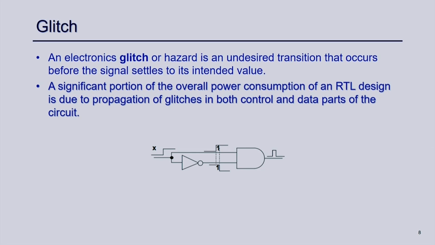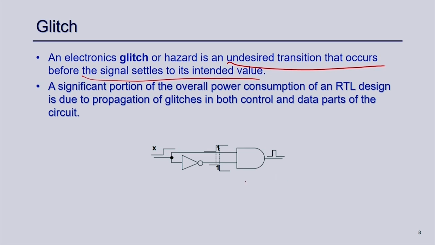That also consumes a lot of power, right. So, what is a glitch? It is basically a hazard or undesired transitions of the circuit before the signal settles to the actually intended value. Here is an example. Suppose you have an AND gate where you are putting x and x bar. So, the output should always be 0, right. It should always be in 0 state, because if you do an AND of x and x bar, it is always 0.